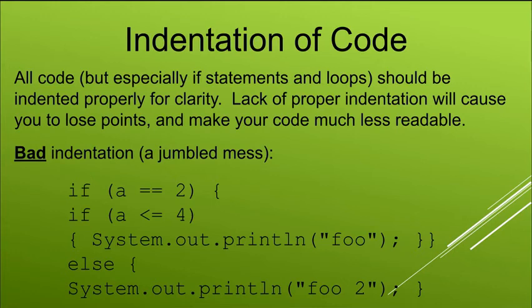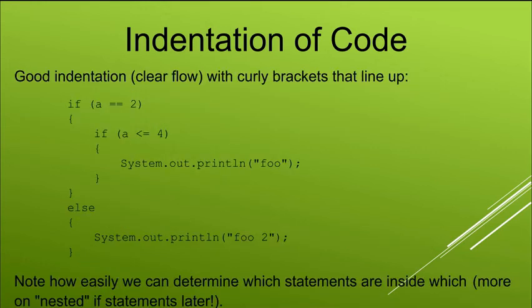Indentation of code. All code, especially if statements and loops, should be indented properly for clarity. Lack of proper indentation will cause you to lose points and make your code much less readable. This is really bad indentation. It's a jumbled mess. Good indentation looks like this. It has clear flow with curly brackets that line up. Note how easily we can determine which statements are inside which.